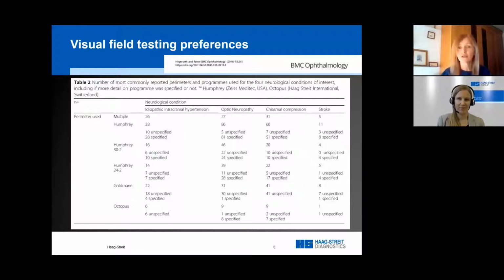And what this slide shows is that static perimetry was used far more for IIH and optic neuropathies, whereas static and kinetic perimetry were both used fairly routinely for stroke and chiasmal compression. But what was evident was that the program choice was often not informed by the condition and the expected field defects for that condition. The 24-2 program was used a lot, despite the fact that it's not designed to test peripheral visual field and its lack of diagnostic accuracy in that regard.